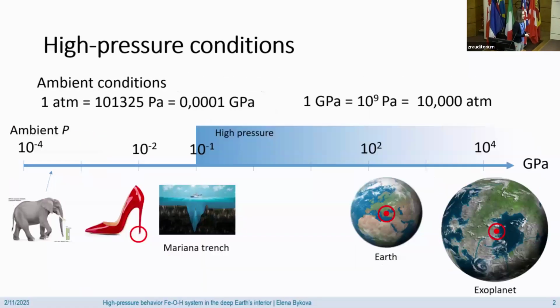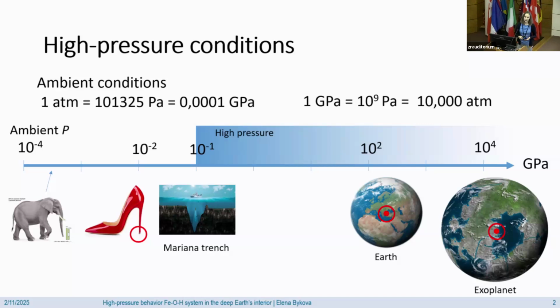Our studies involve extreme conditions, extreme pressures and temperatures. So first I would like to agree on the units. For temperatures, it's more or less understandable what extreme temperature means. Everything which is not 300 K is typically either too cold or too hot. But for pressures, it's not very obvious.